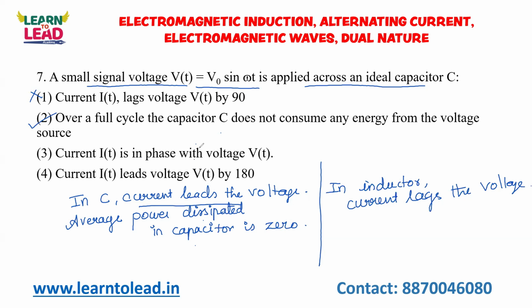Okay, current is in phase with voltage, where does this occur? In a resistor. Current leads the voltage by 90 degrees, not 180 degrees. So, that is why the first point, third point, and fourth point are wrong. Second point is correct. Okay.